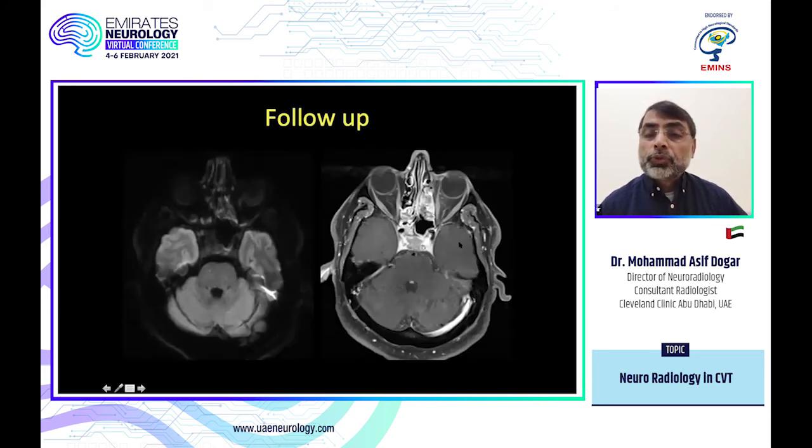This is a follow-up exam. They did the surgery and drained the sinus. Now you see the diffusion restriction is gone in the cavernous sinus. All that filling defect is gone.